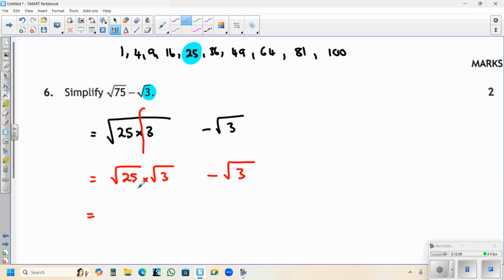And we can now work this bit out. So root 25 is 5. Don't need the times sign, so just do 5 root 3 minus, and that's 1 root 3. So I've got 5 of these things. I want to take away one of them, so that means I've got 4 of them. So I've got 4 root 3s.